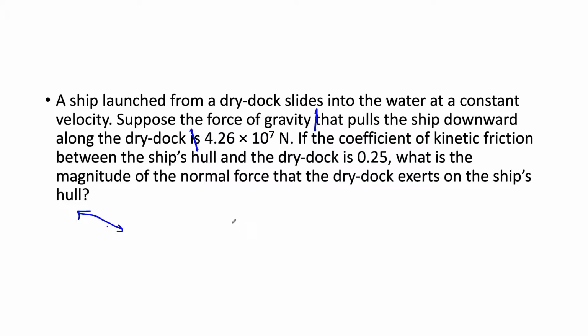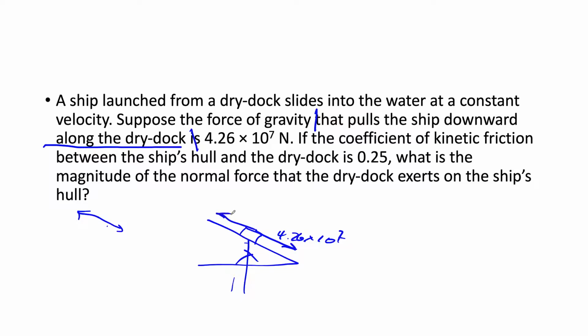So if the dry dock is the slope, here's the boat. It looks like a block. This force going down, pushing along the dry dock, is 4.26 times 10 to the 7th. It's not the gravity pulling it directly down, but along the dry dock. This is the text that tells me that this value is going along the surface of the dry dock. Friction is equal and opposite to this number, so it's going this way.